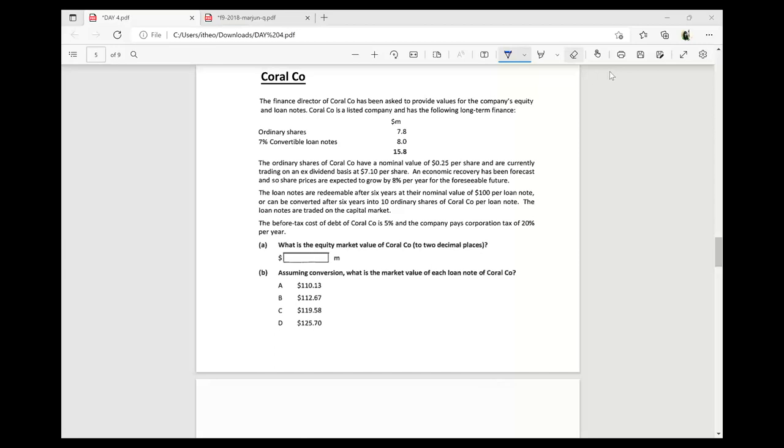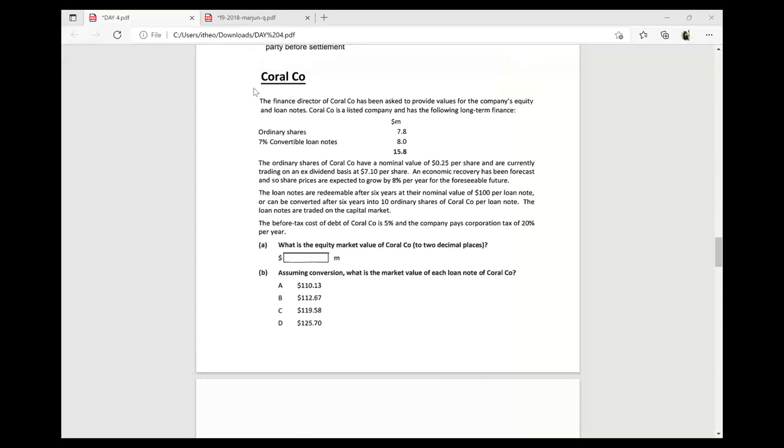Okay, now as you all know, in business valuation, you may be asked to find values of the company, and you may be asked to find the market values of debt. So for that, again, this is not a part of a long question, only MTQ.